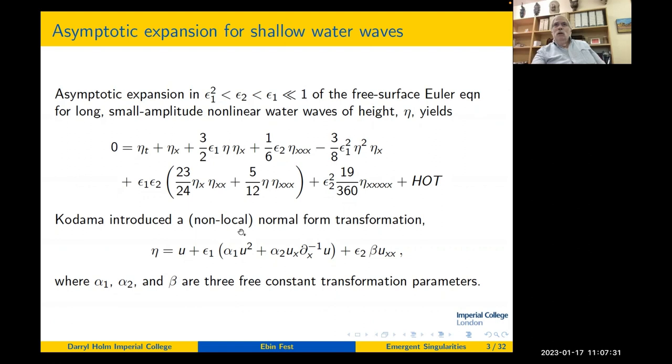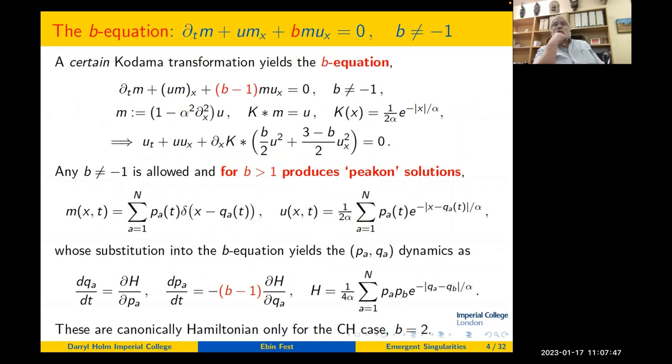You transform then to a variable, the near identity transformation. So it's possible then to choose any ratio you want here as a free parameter. So a certain Kodama transformation will eliminate the cubic one and the fifth order one and produce this one here. Okay, we'll call this the B equation.